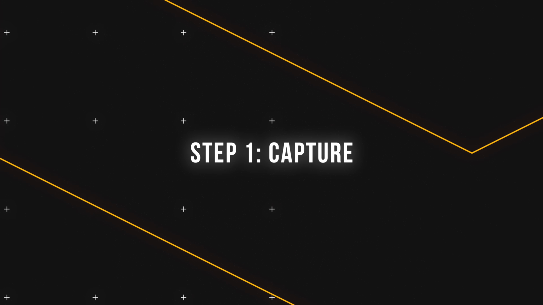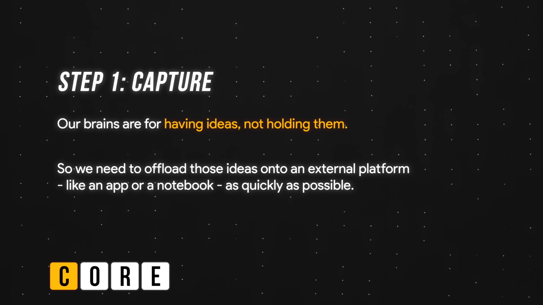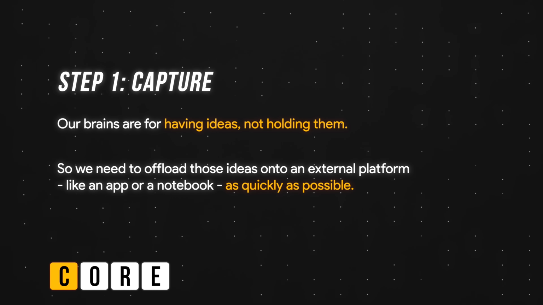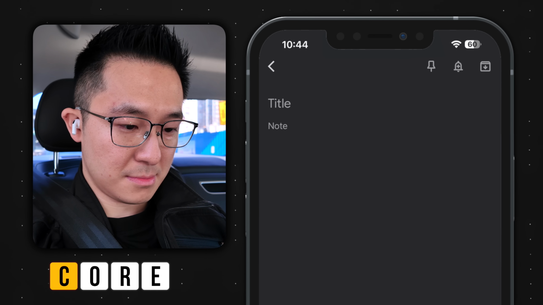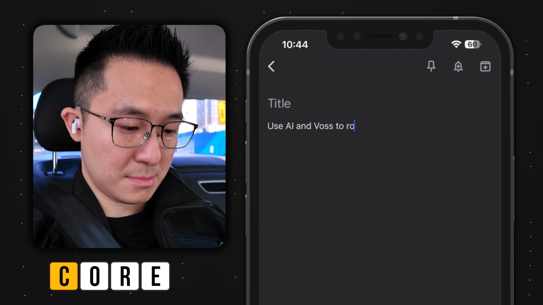First up, capture. As we've covered, our brains are for having ideas, not holding them. So we need to offload those ideas onto an external platform, like an app or a notebook, as quickly as possible. Here's an example. During my commute, a podcast gives me the idea to use Chris Voss's negotiation techniques to ask my manager for a pay raise.